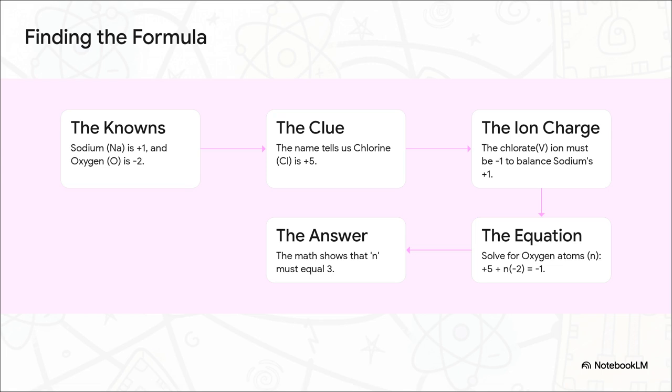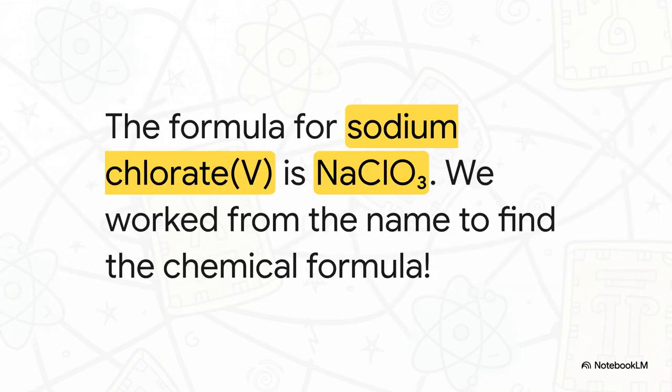So our little math problem is +5 from the chlorine plus some number of -2 oxygens has to equal -1. A little bit of algebra and you'll find that N, the number of oxygen atoms, has to be 3. And there it is, 1 sodium, 1 chlorine, and 3 oxygens. The formula for sodium chlorate V is NaClO3. We did it! We successfully used the name, including that Roman numeral, to build the correct chemical formula from scratch.